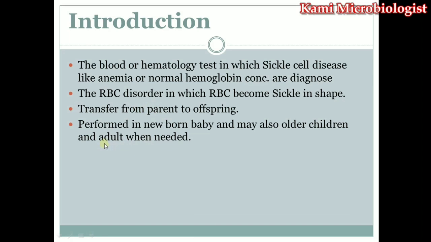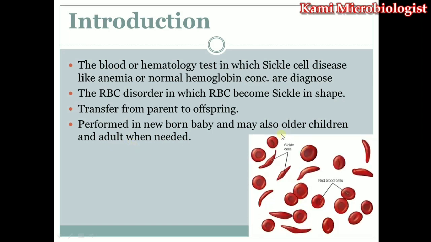Then we have some important things. Remember guys, we have to perform that test in the case of a newborn baby, and we also perform that type of test in older children or adults when it is needed. Let's suppose they have anemia-like symptoms, means they have fatigue, headache, chest pain, and their skin becomes pale yellow. It means that they have anemia. After that we perform that type of test in adults or in children as well.